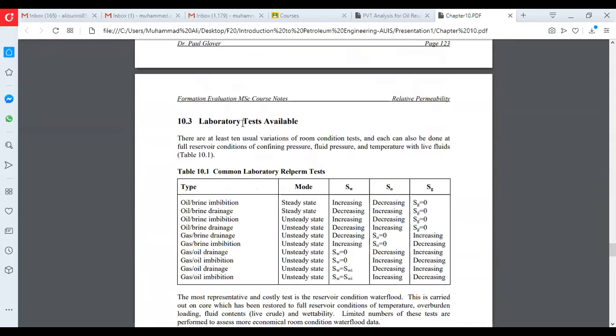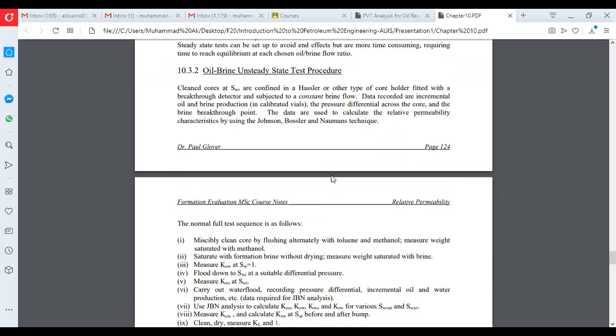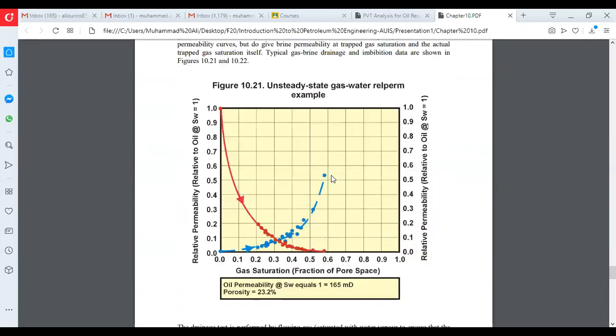So the laboratory tests. These are the tests done on the core flood equipment, the one we showed you just now in the video. I will upload that video also so you can know about the core flood and so on.